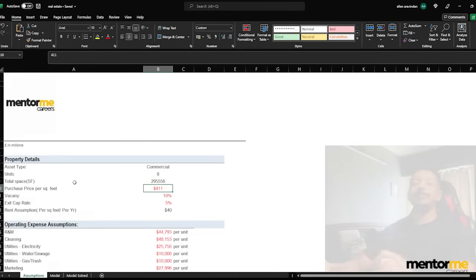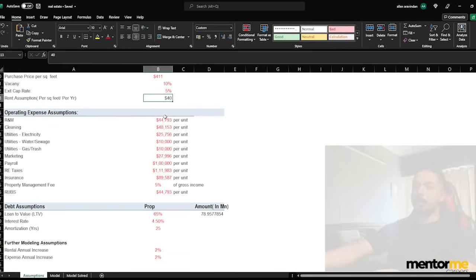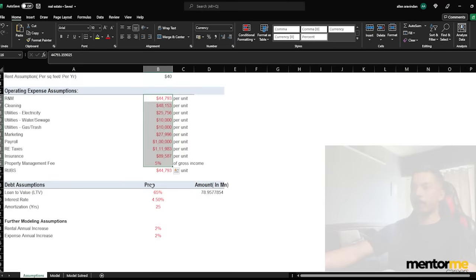Now purchase price per square feet is about $411. Okay, that's the rate which is available. The vacancy rate, which means that out of, let's say, 8 units at a time, we are assuming that about 10% or one unit might not be functional or might not be rented out. The exit cap rate we are assuming as 5%. The rent assumption is $40 per square feet per year. Okay, so this is not per month. And then there are other operating assumptions, which we have taken for maintenance of this entire complex or property, commercial property, whatever you want to call it, right?